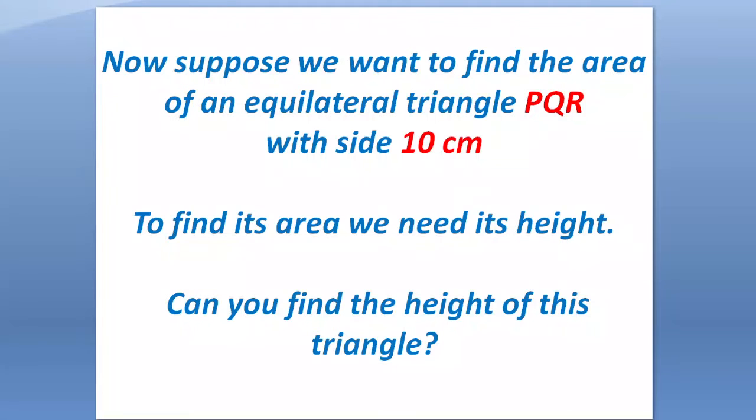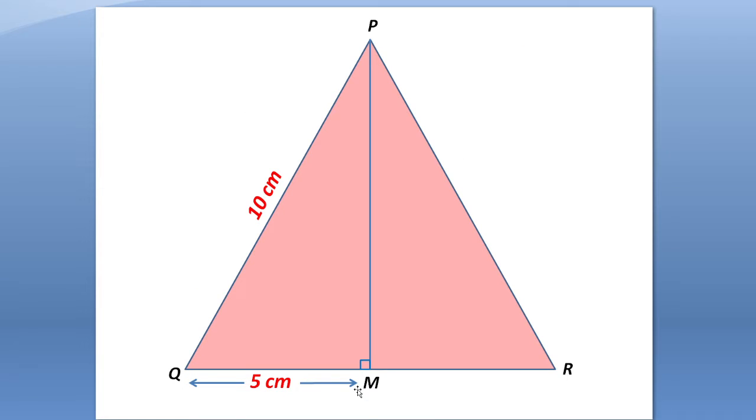So now see here, if you want to find the area of an equilateral triangle PQR with side 10, to find its area we need its height. And how can we find it? See here, 10 centimeter, 5 centimeter is QM, and we need to find out the height of the given triangle, PM. The given triangle's height is PM.